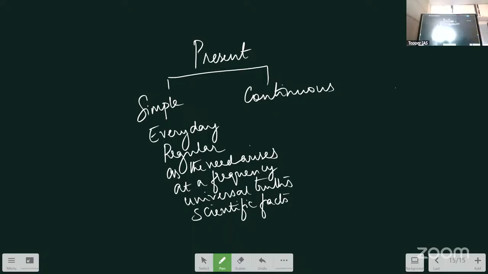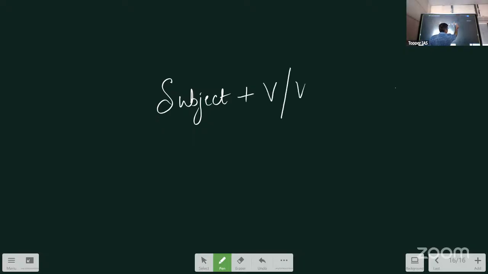You must remember the structure, because only if you remember the structure, it is easy. So simple present, what is the structure? Subject plus verb plural or verb singular. Now is the time for us to understand verb plural and verb singular. You all learned the spelling rule, correct? The same spelling rule we will apply for verbs.